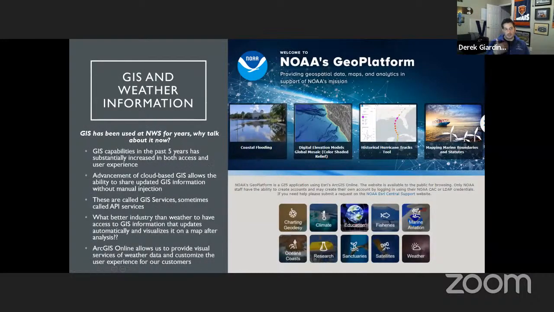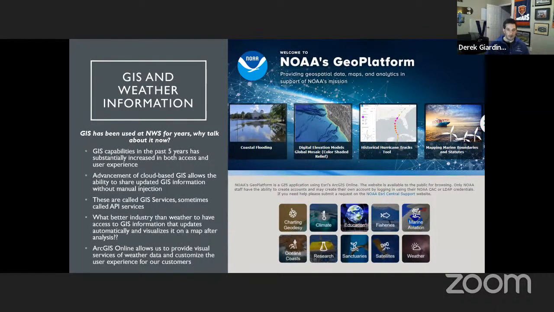So I asked the question, we do GIS, but why talk about it now? Basically it's because in the past 5 years, we've substantially increased our ability to get it to you guys, to the general public, to heavy users, to our partners, to emergency managers. The advancement of cloud-based GIS has exponentially increased our ability to get this out to people.